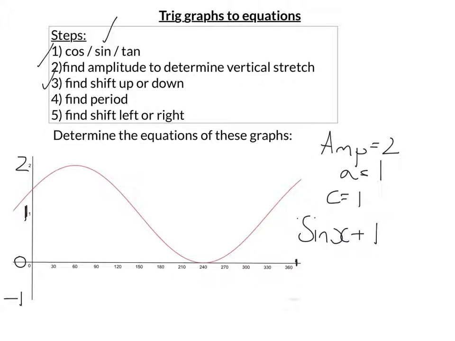And finally, let's find the shift left to right. So this one seems to have its maximum at 60. Well, the maximum of a normal sine curve is 90. Therefore, it's been shifted to the left by 30. Therefore, we've got a curve sine brackets x plus 30, plus 1.